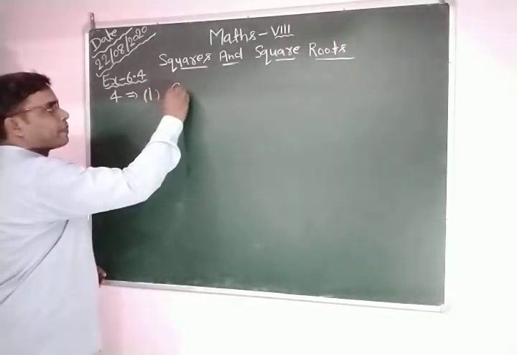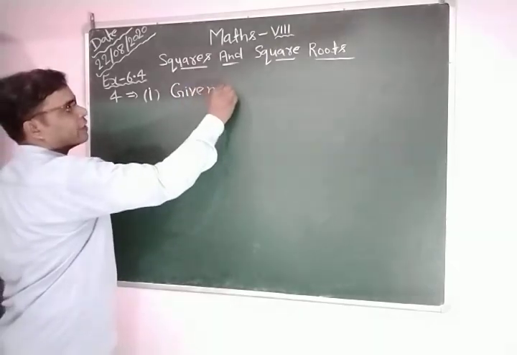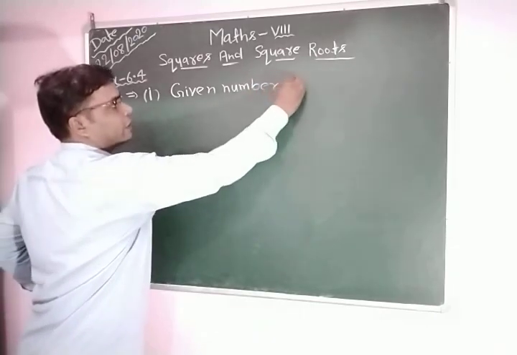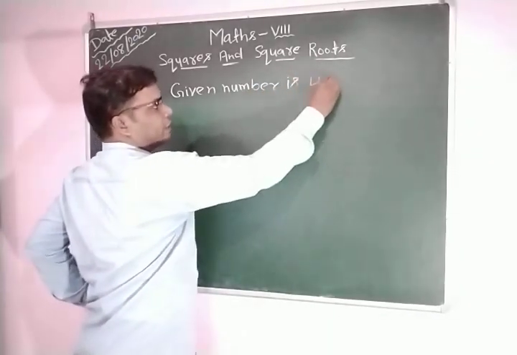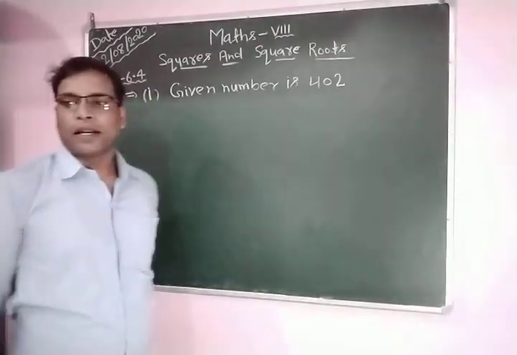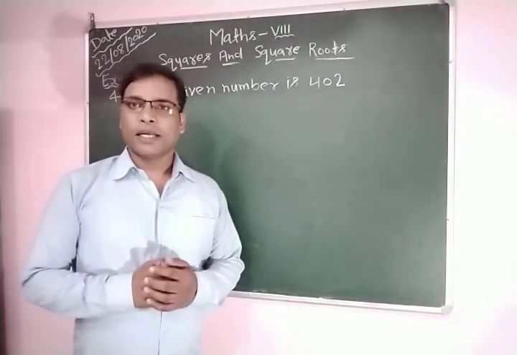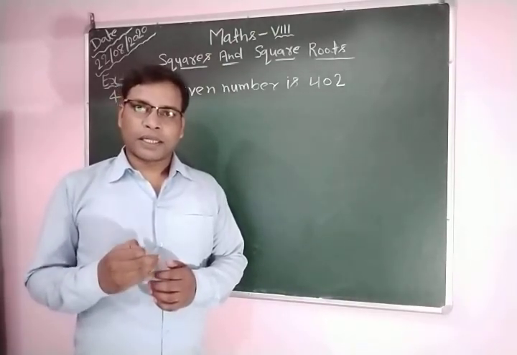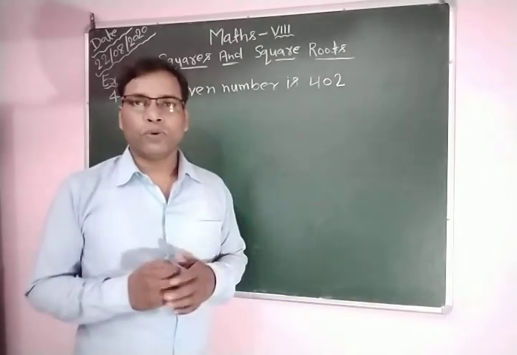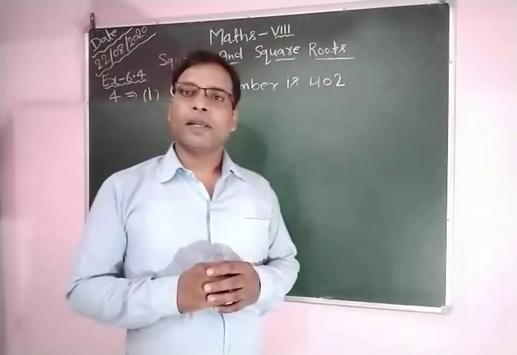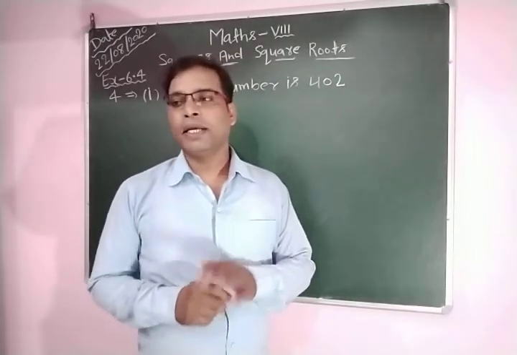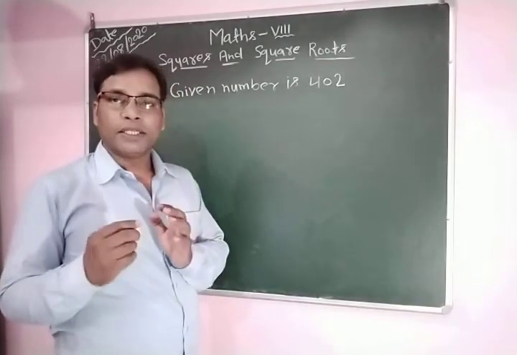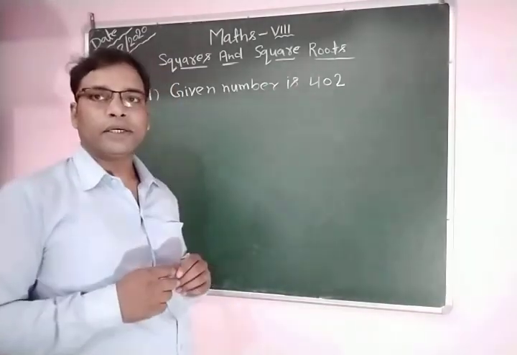The given number is 402. Now we need to find a number such that if you subtract it from 402, we obtain a perfect square number. After this we find the square root of the number. So let us try to find the square root of 402.